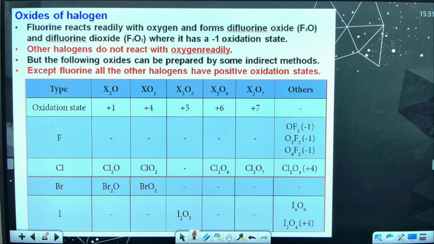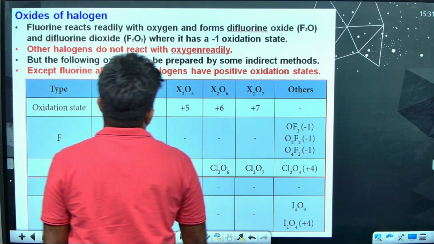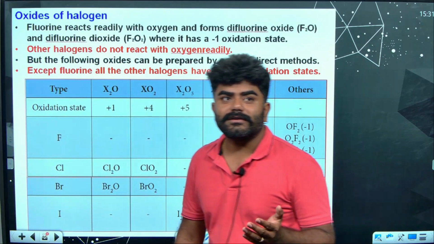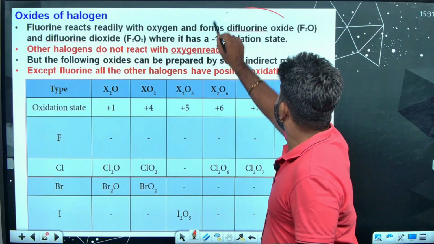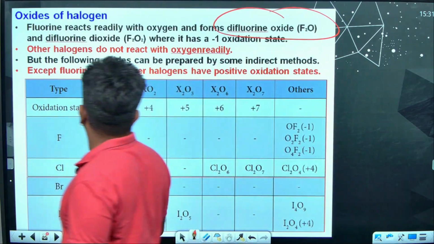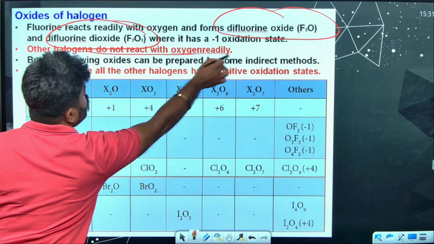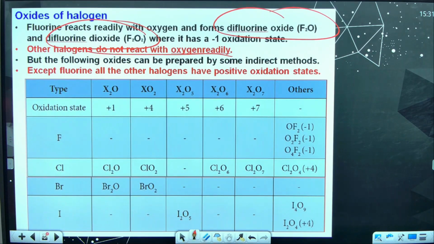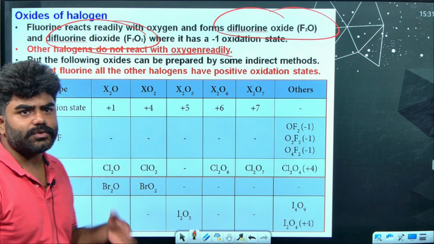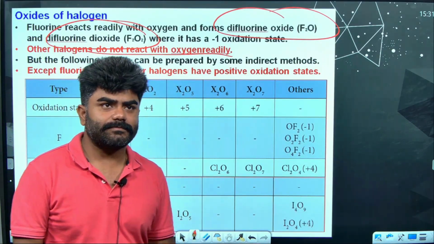Now if you look at the oxides of halogens, halogens can form oxides. For example fluorine, which readily reacts with oxygen, forms difluorine oxide, and also it forms difluorine dioxide. So here the oxidation state of fluorine is going to be -1, but you have to note that other halogens do not react with oxygen. Only fluorine has that capacity to react with oxygen easily.